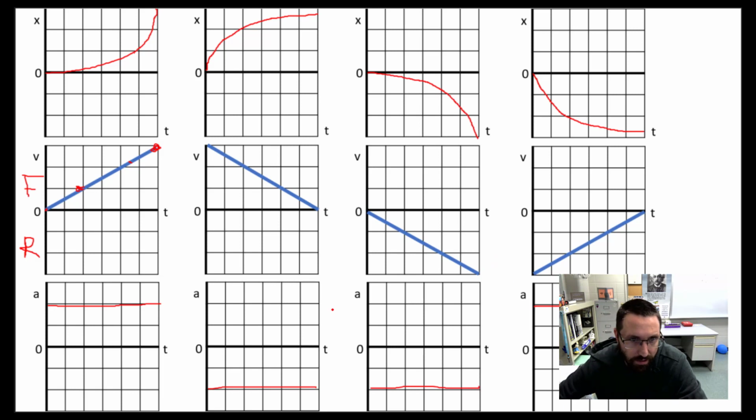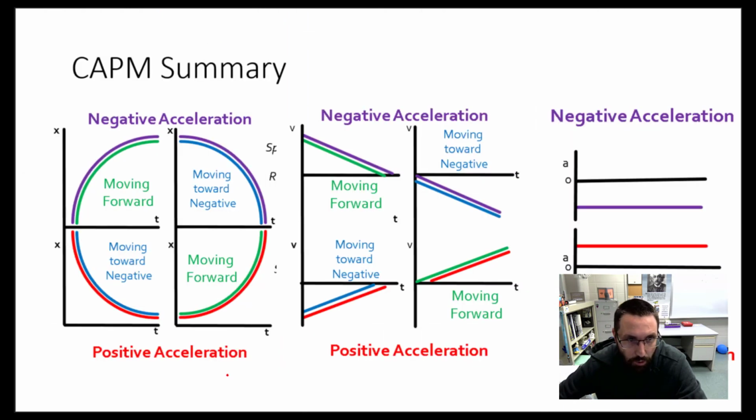Okay. This last slide is the summary of it. These are all the possible graphs, basic graphs that we have for constant acceleration. The purple lines show if it's a negative acceleration. The red lines all represent a positive acceleration. The green ones, this green graph right here, goes along with this green graph. Those are both moving forward with a negative acceleration, or slowing down in this case.